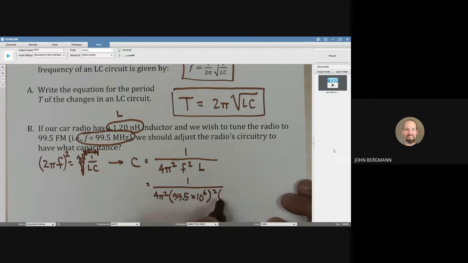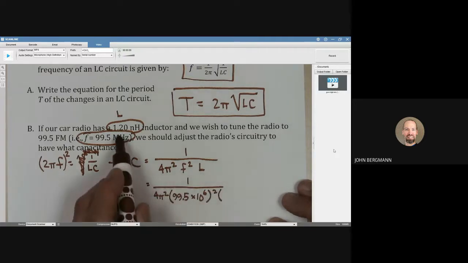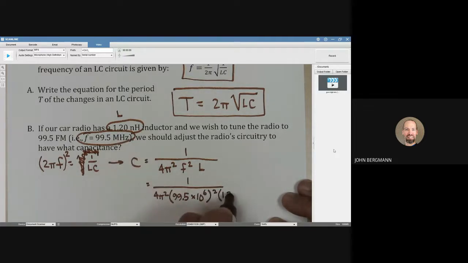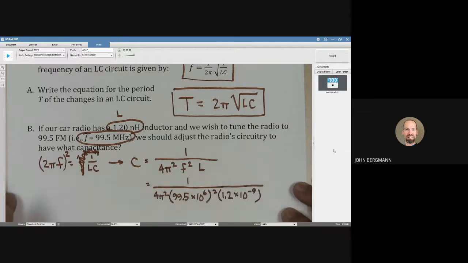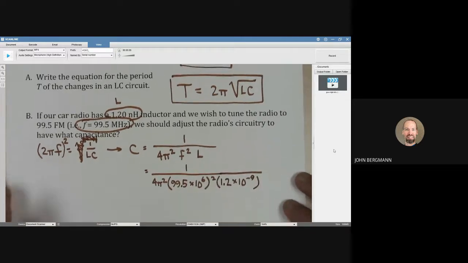And then we're going to do the same thing with the inductor. 1.2 nanohenries. Well, we don't want nanohenries, we want henries. What's the power of 10 that goes with nano? I'm throwing the prefix out, and I'm putting the power of 10 in. That's pretty slick. When you type this in, you end up getting to 3 significant figures, 2.13 times 10 to the negative 9th. And what's the unit for capacitance?